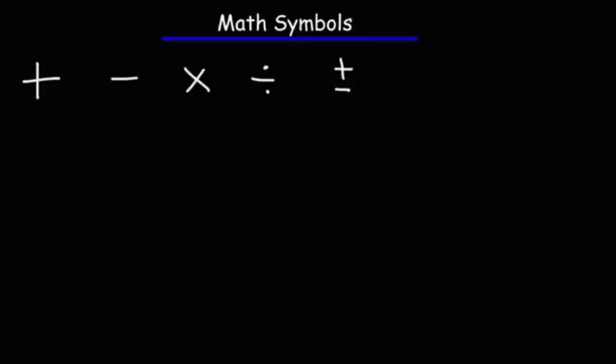Now we also have the plus minus sign. So for instance, if you see 5 plus or minus 3, it could be 5 plus 3, which is 8, or 5 minus 3, which is 2.